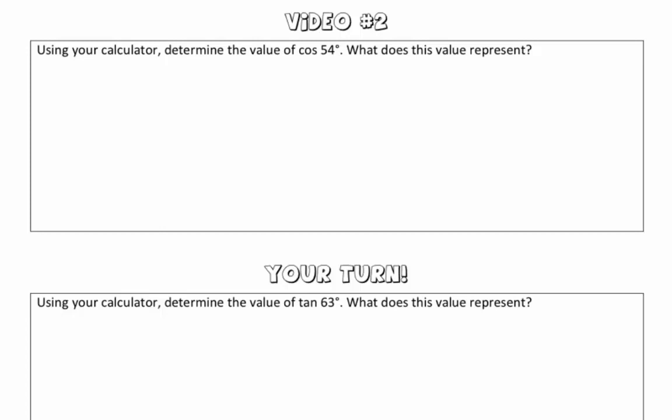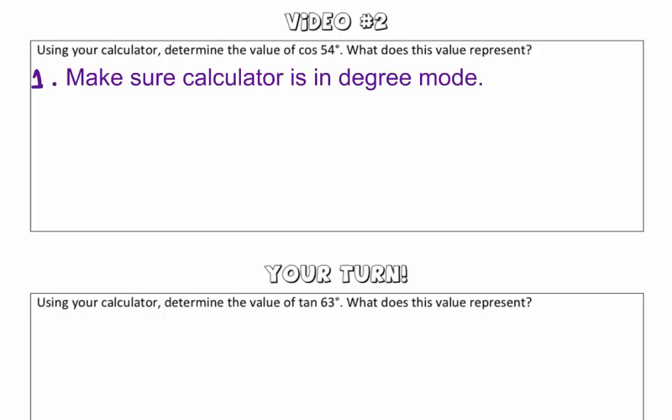So, in order to determine the cosine of 54, what we need to do first and foremost, step number 1, is to make sure your calculator is in degree mode. The reason we're using degree mode is because this says 54 degrees. There are other modes that you can use, such as radian mode, but for the purpose of our class, we will be using degree mode.